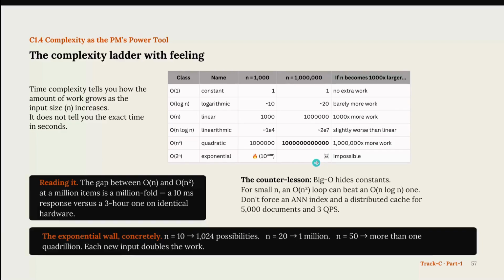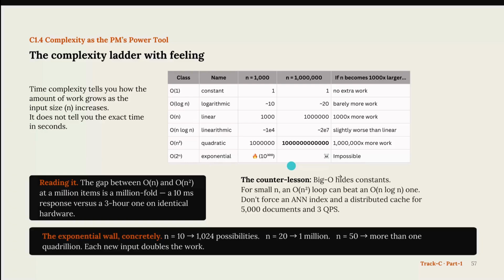So what type of complexity ladder we are climbing is very important, and this big O hides constants. For small n, an n square loop can beat an O(n log n). That will be simple. But when we go towards the higher end of either quadratic or exponential, it increases time dramatically.